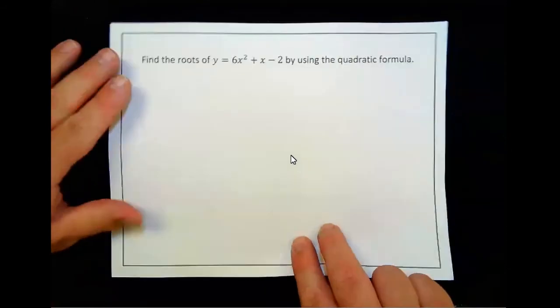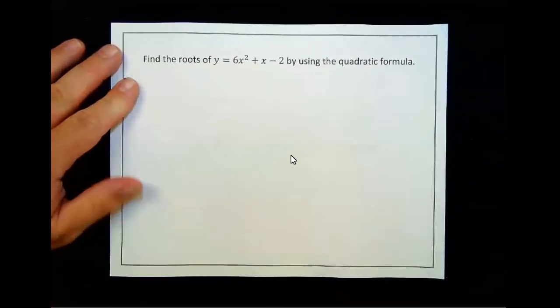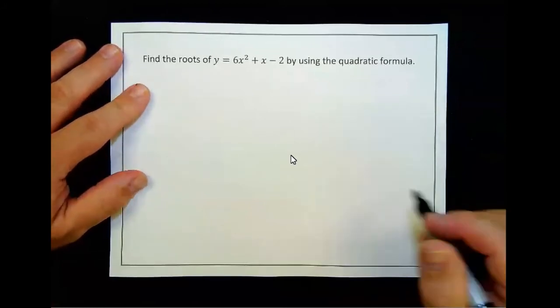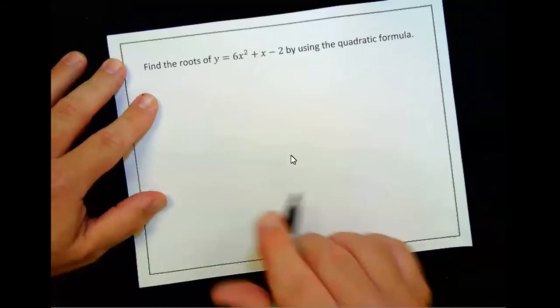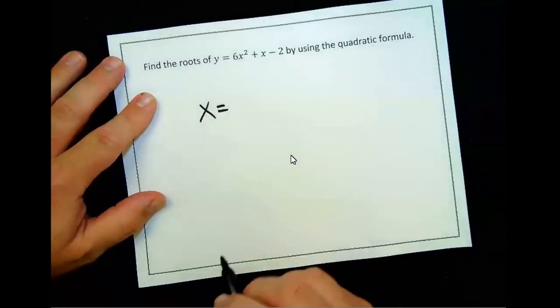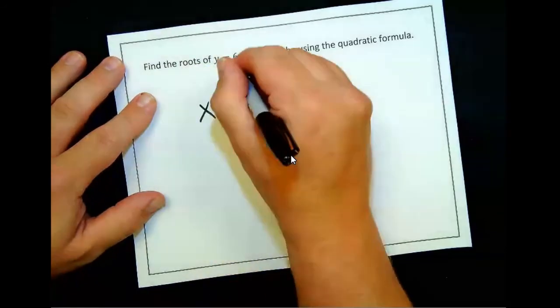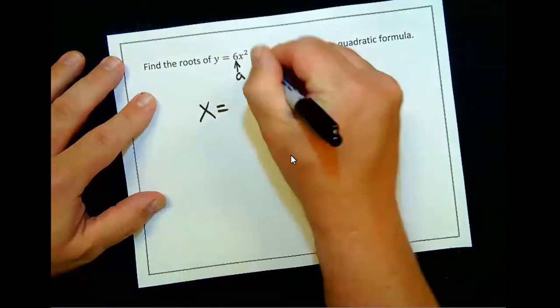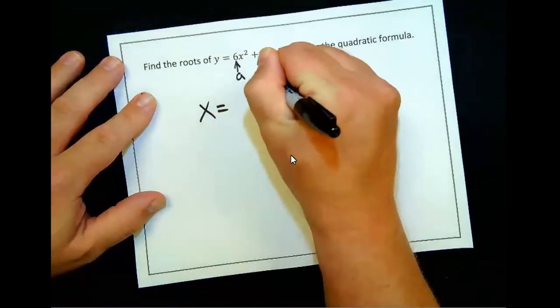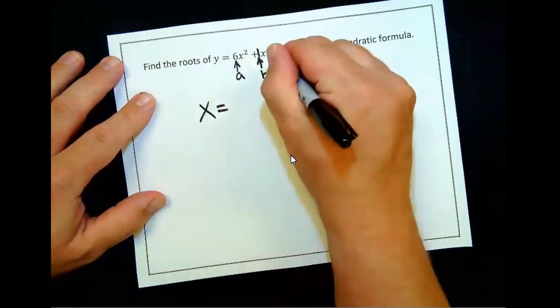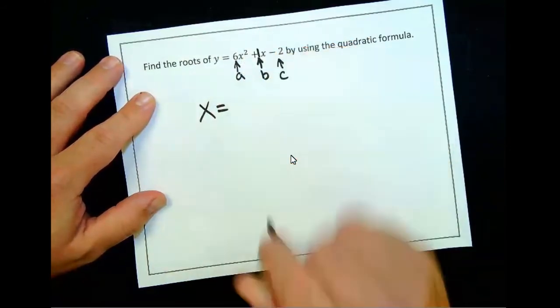So if I want to do an example, find the roots of this by the quadratic formula. The roots, the zeros, the x-intercepts, that's what I'm looking for, and I'm going to use the quadratic formula. So x equals, well, I've got to figure out what my values are. My a value is 6. My b value, well, there's not a number here, but we know that if there's not, there's always a 1. And my c value is negative 2.